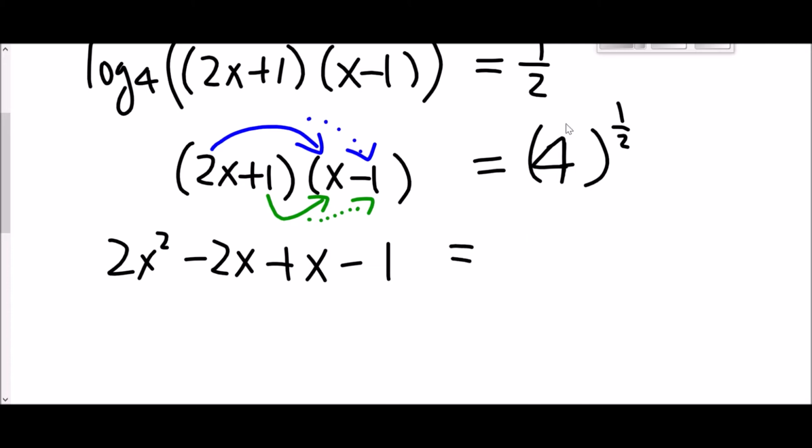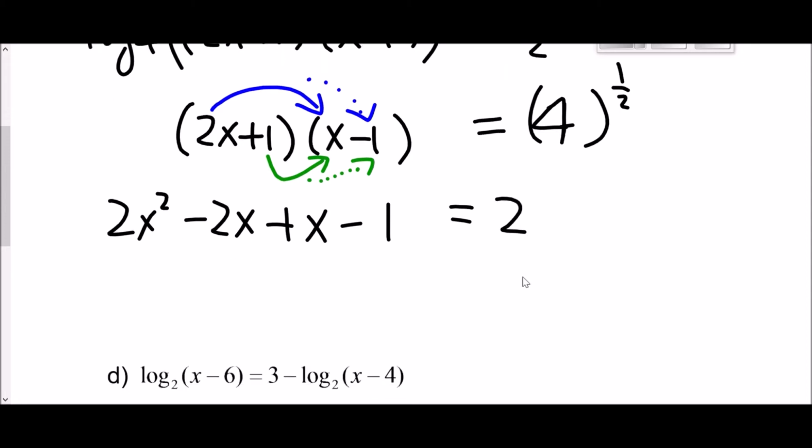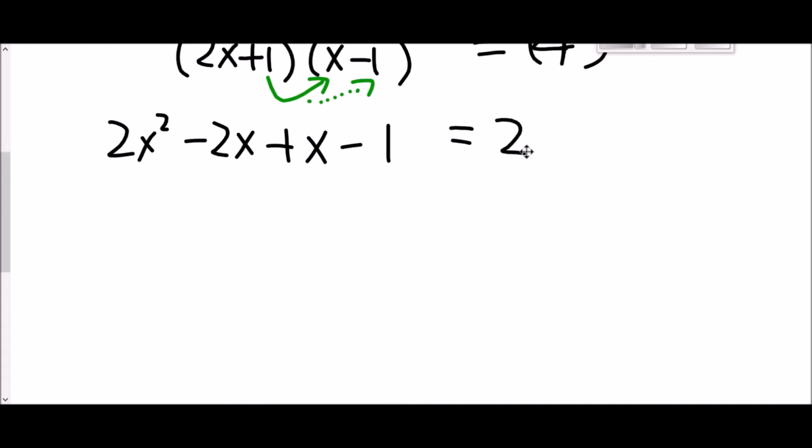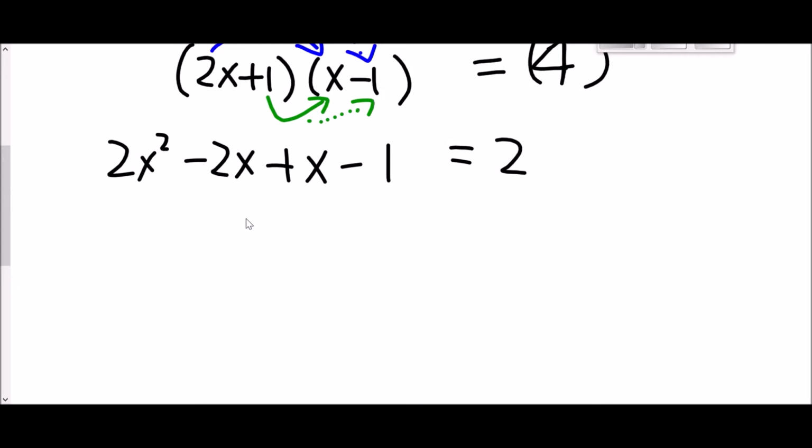Right hand side, 4 raised to the power of 1/2. You can plug that into your calculator if you don't know what that is. This is basically the square root of 4, which gives you 2. Now the last thing you want to do is get rid of 2, move it to the other side so that you end up with 0. Why do we want to do that? Because this is a quadratic. You'll see that in a second.